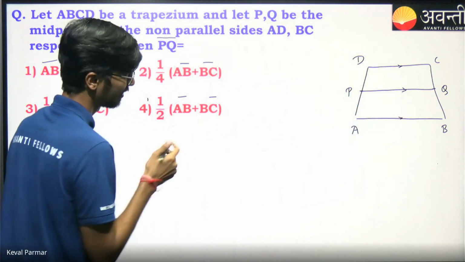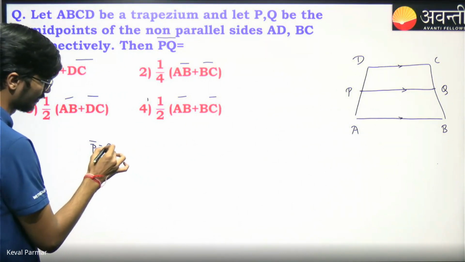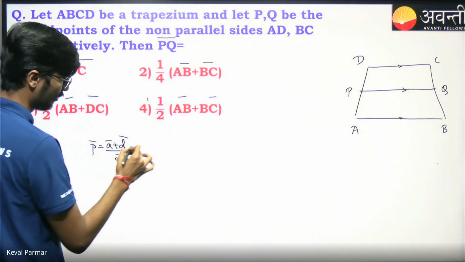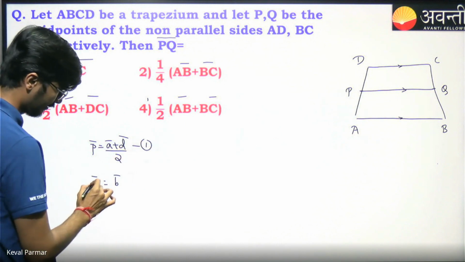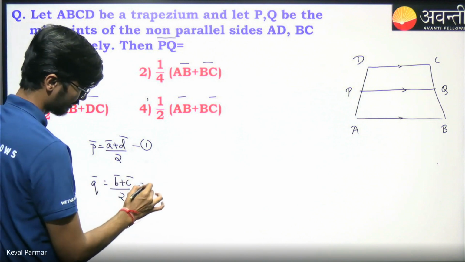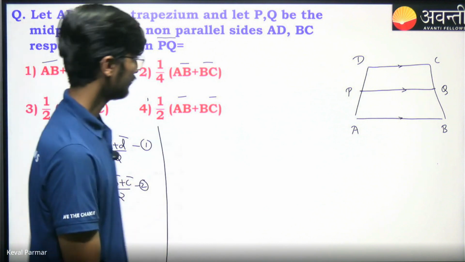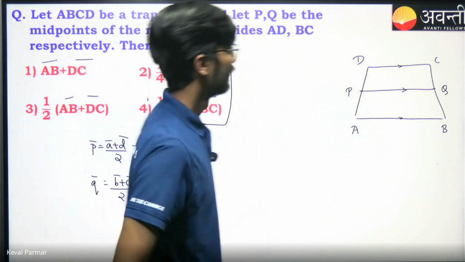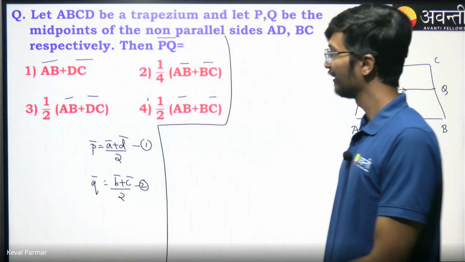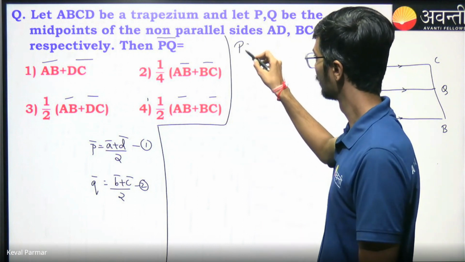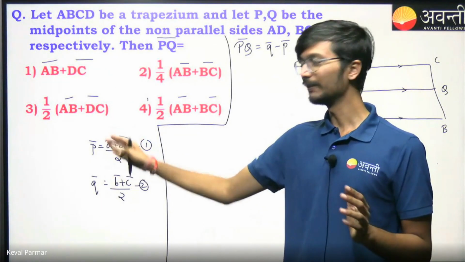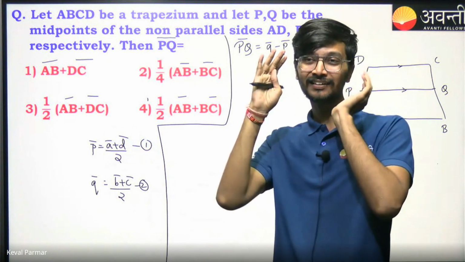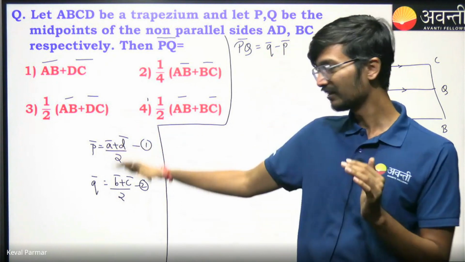So let's write the given information again. P bar was A bar plus D bar upon 2, equation number 1. Q bar was B bar plus C bar upon 2, equation number 2. We want PQ bar, so I can write PQ bar as Q bar minus P bar. Why did I write it like that? Because I know the value of P bar and Q bar. That's the advantage of writing the given information first.